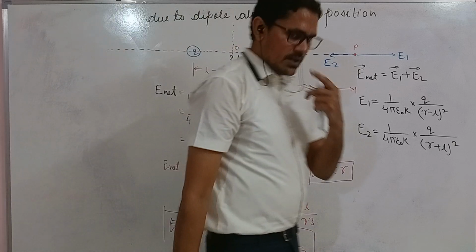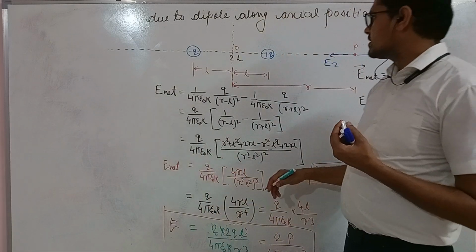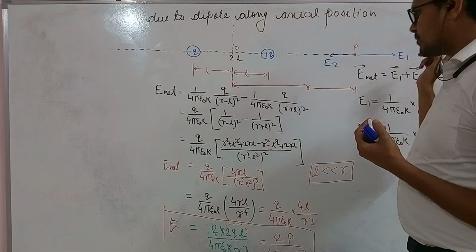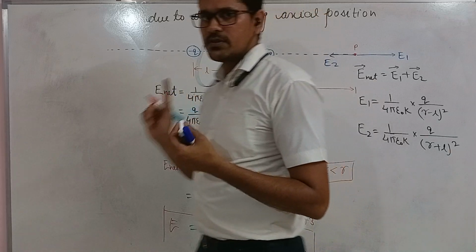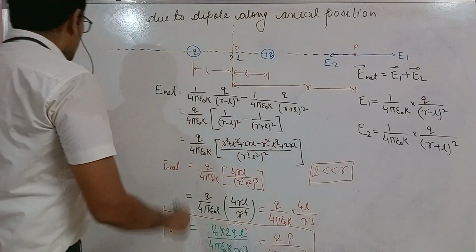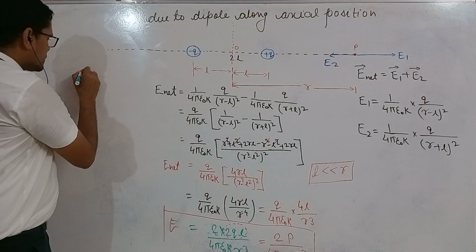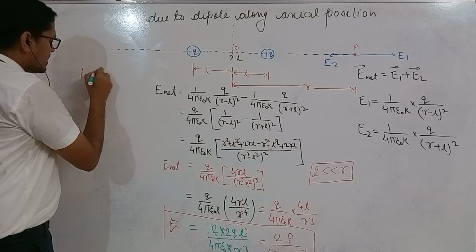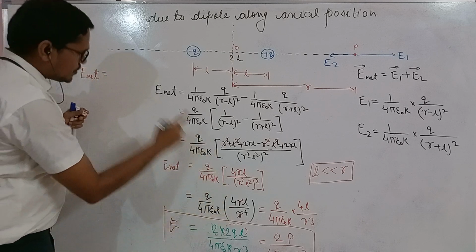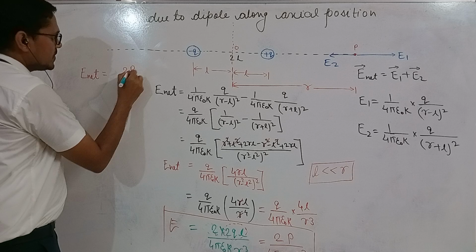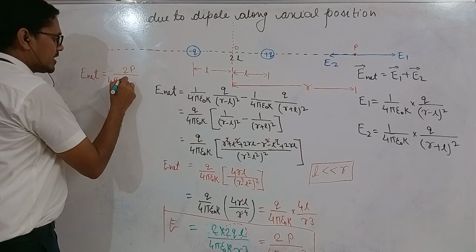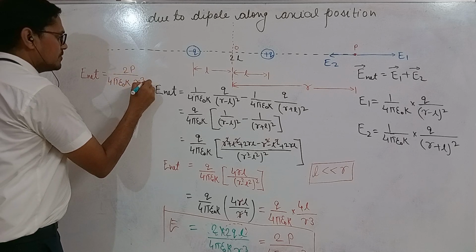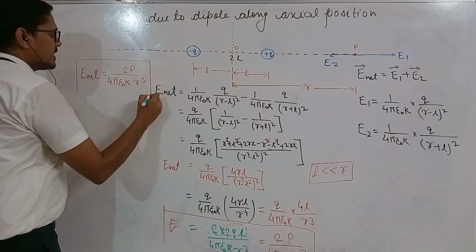Fine. Now let's talk about the direction. So direction would be rightward. The net electric field is directed towards the right hand side. Fine. Let's see the vector form of this expression. So we are getting E net is equal to 2p over 4 pi epsilon naught k r cubed. This is the value we are getting.